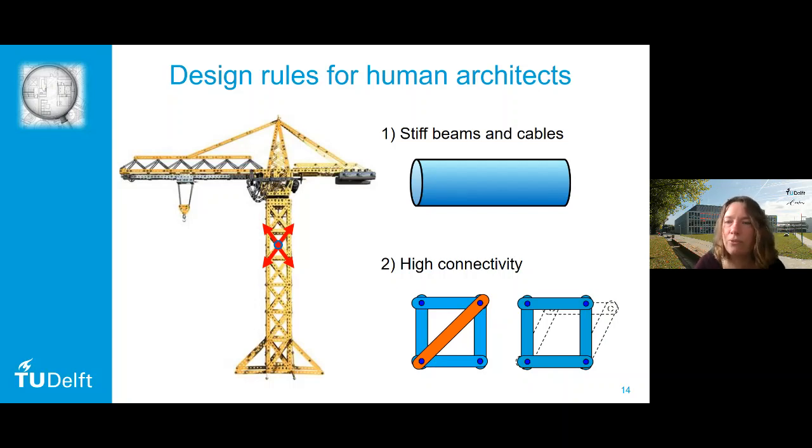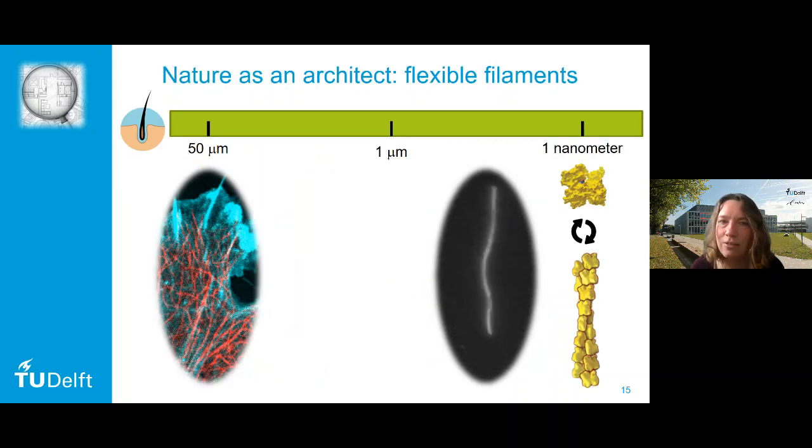And also, when you put these beams and cables together, an architect needs to use a very high connectivity, because otherwise you get structures that are very floppy. And when you look at nature, this is actually very different. The filaments that we find in the cell, which are nanometer sized, are actually very flexible, which you can see in this little movie where we have one of these filaments labeled with a fluorescent dye. And the reason why it's so flexible is because it's on the molecular scale.